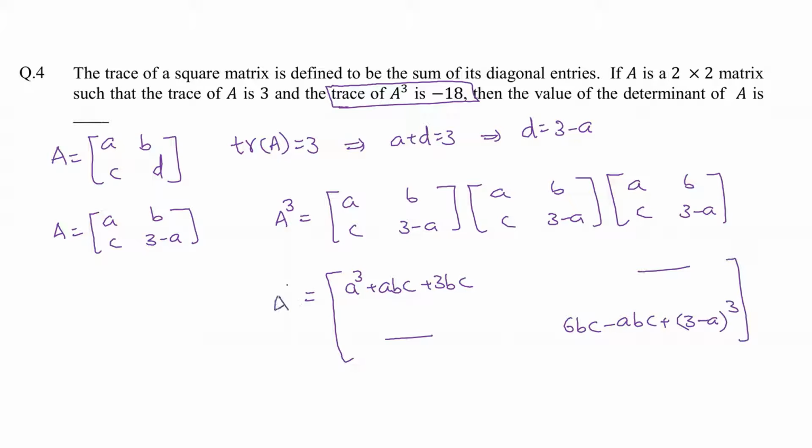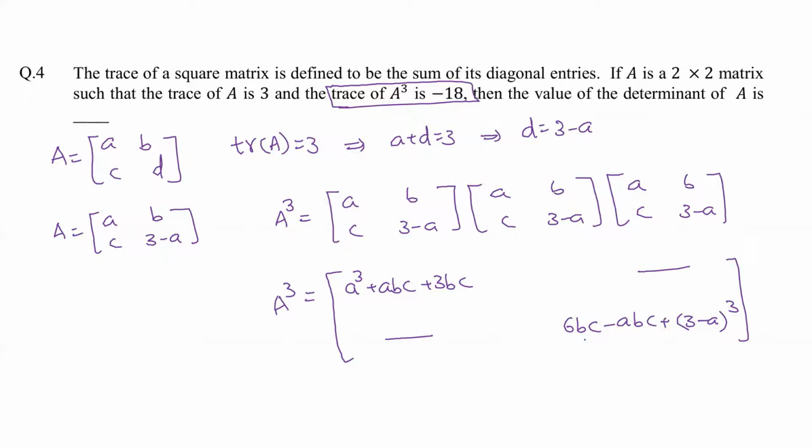And why are we not considering the remaining 2 elements? Anyway, we need to find the trace of this A cube, so I'm interested in only these 2 elements. These 2 elements are simply a waste of time if you are going to solve for those. So this is what we got as the A cube, right? So now just find the trace of this one.